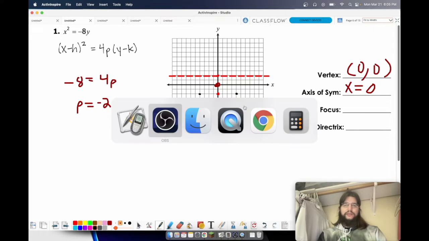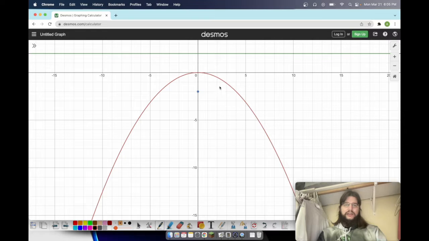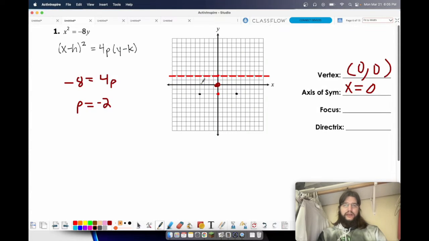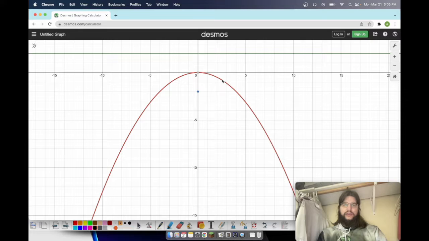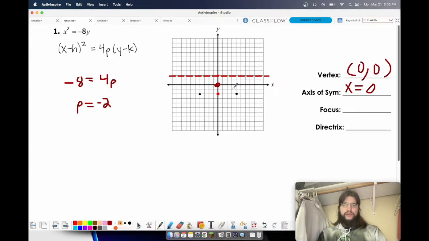Let's go check it out on Desmos. So here I have it graphed already for us. And if we look, sure enough, we have the points (-4, -2) and (4, -2). So those are two points on our parabola.